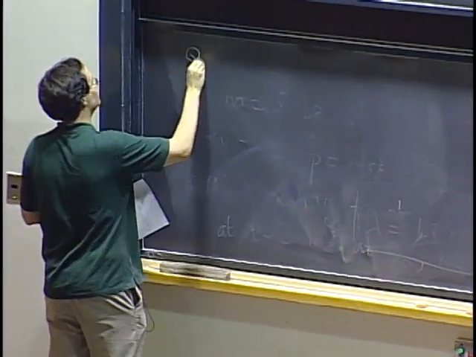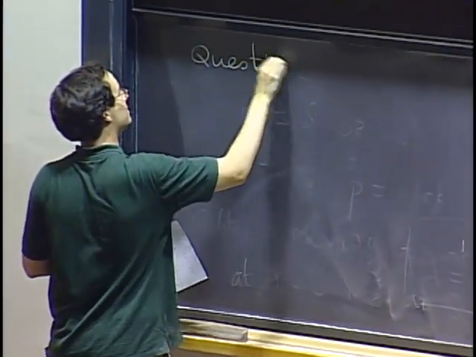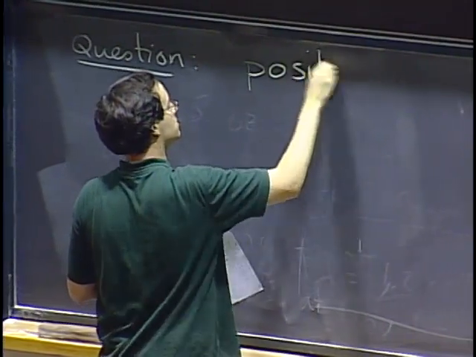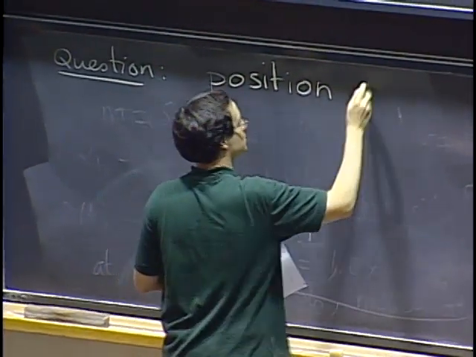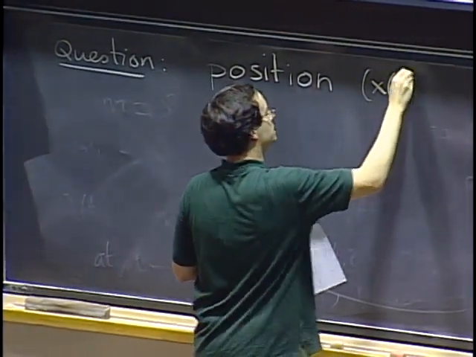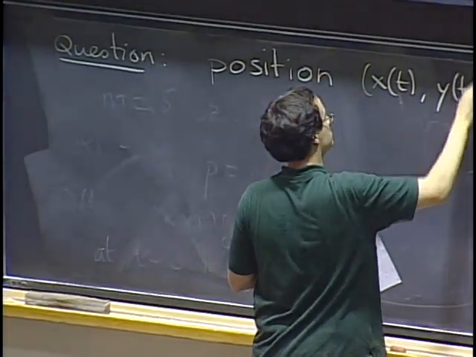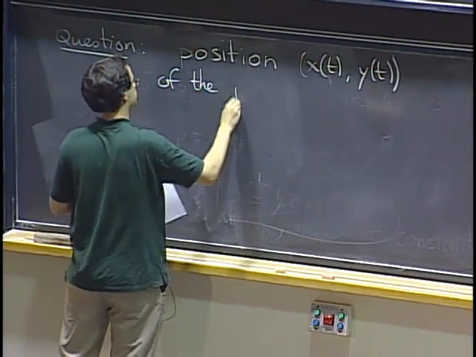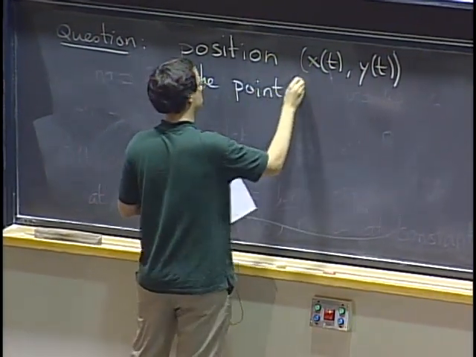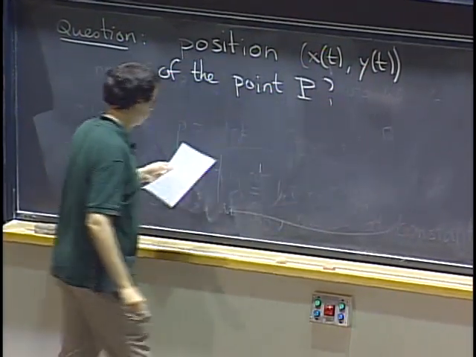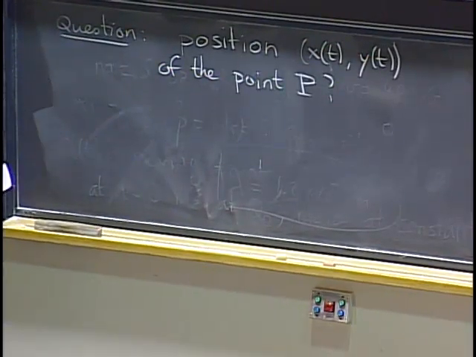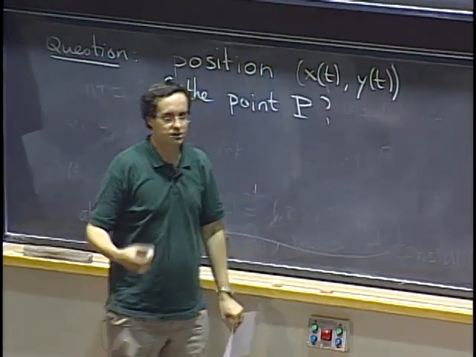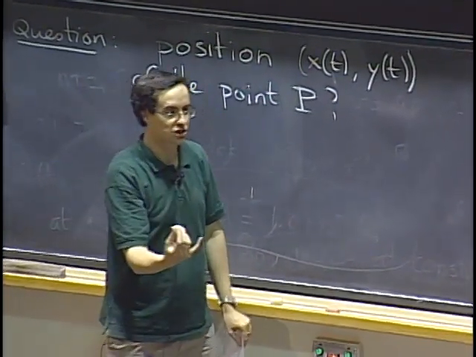Okay, so the question that we want to answer is, what is the position x of t, y of t of the point P? Okay, so actually, I'm writing x of t, y of t. That means that I'm expressing the position in terms of time.